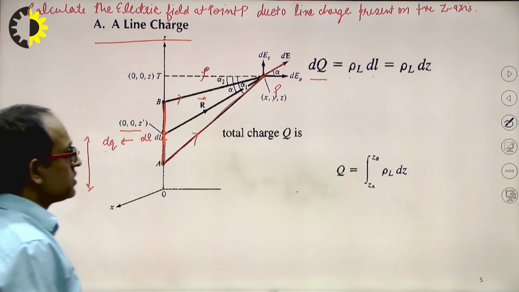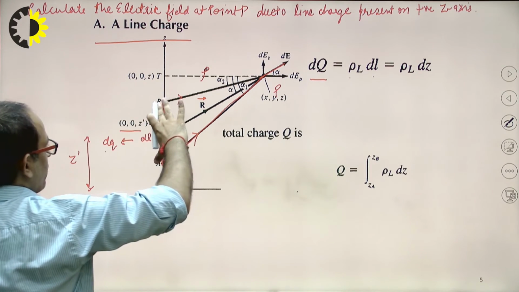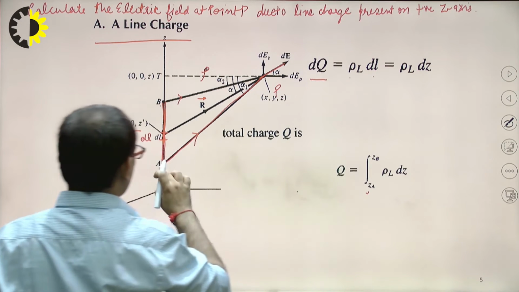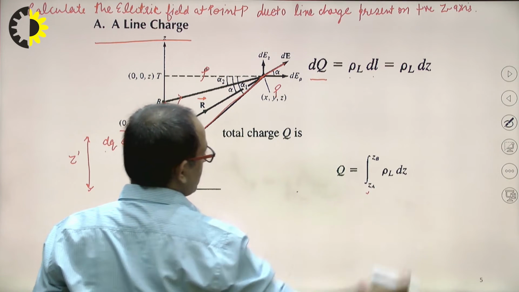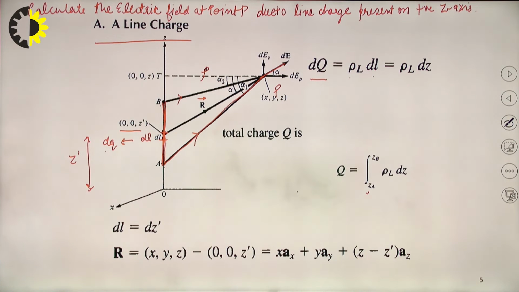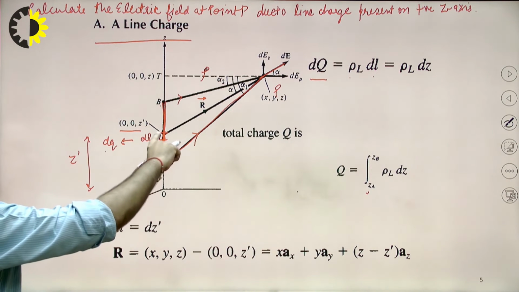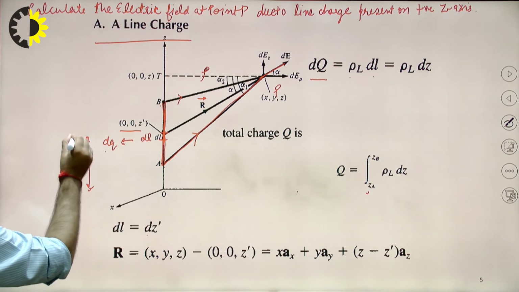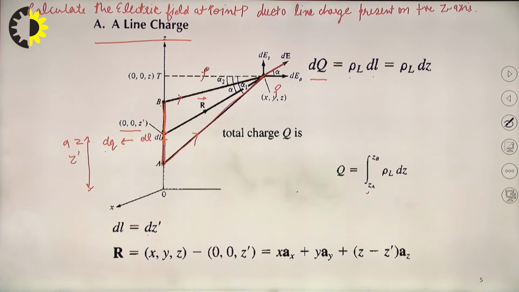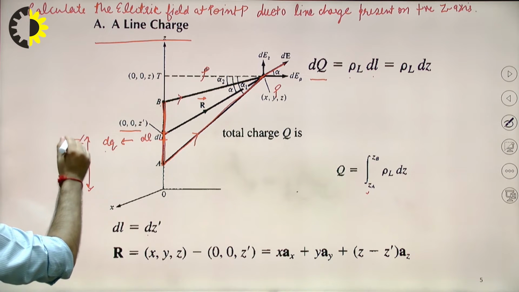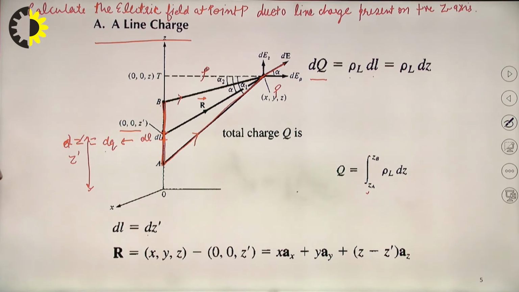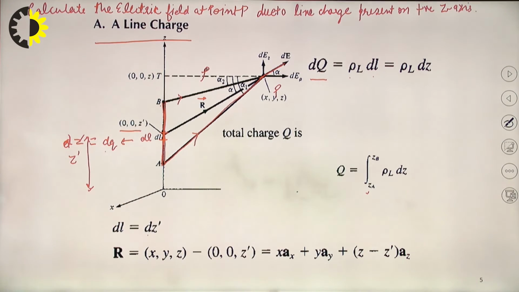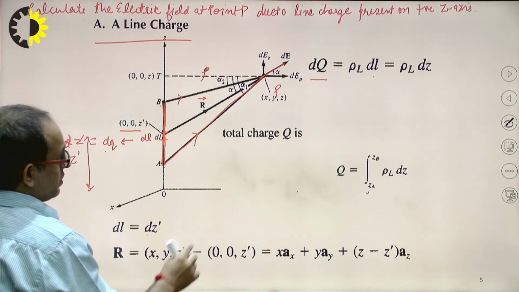Clear? Now we will see that q will be the overall charge present in this line, that is q equal to the integral from za to zb of rho l into dz. Now this dl will be dz dash along this line, that is dz dash. That's this part. Clear?